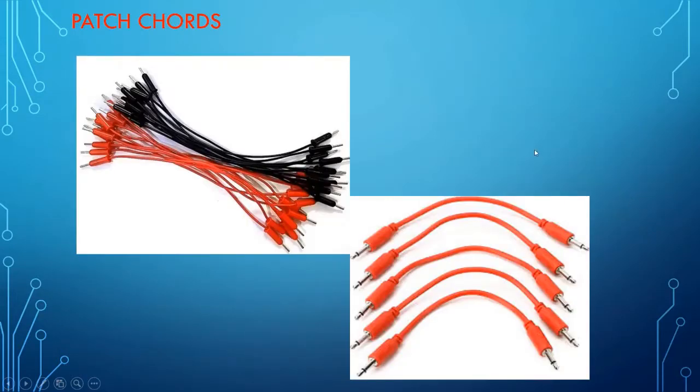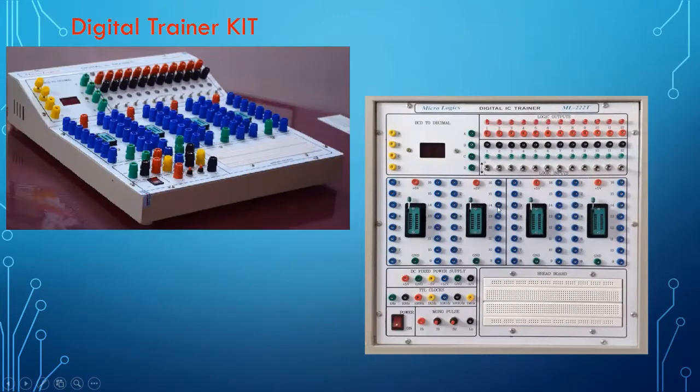The next component of the digital electronics lab is patch cords. As I said, if I move to the very first component, that is your digital trainer kit, let me say I will be keeping an IC here, and after I keep the IC here, I need to connect the input to the IC. Input has to be given to the IC, power supply has to be given to the IC, and ground has to be connected to the IC.